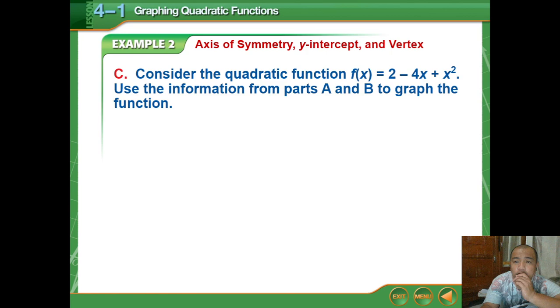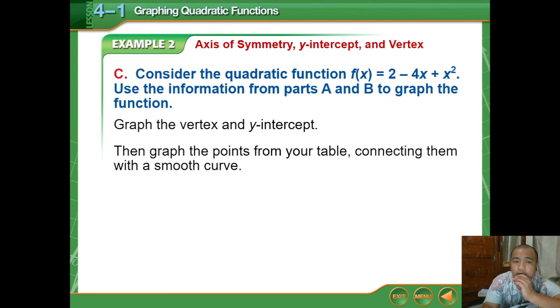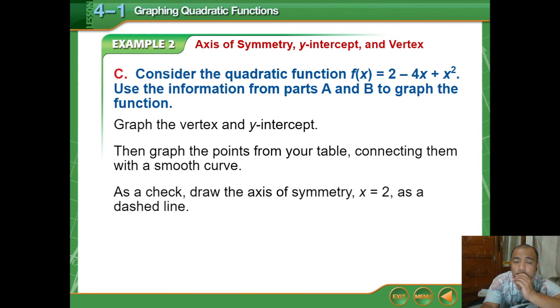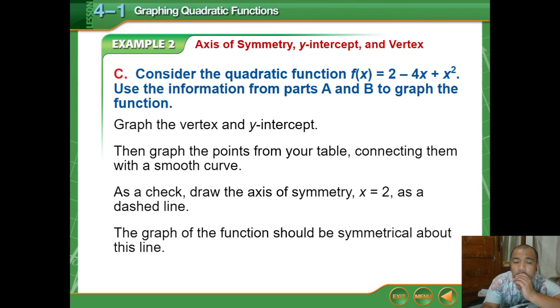Consider the quadratic function f of x equals 2 minus 4x plus x squared. Use the information from parts a and b to graph the function. Now, graph the vertex and y-intercept. Then graph the points from your table, connecting them with a smooth curve. As a check, draw the axis of symmetry x equals 2 as a dashed line. The graph of the function should be symmetrical about this line.